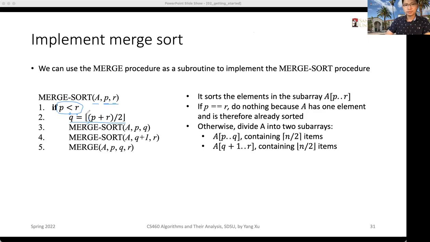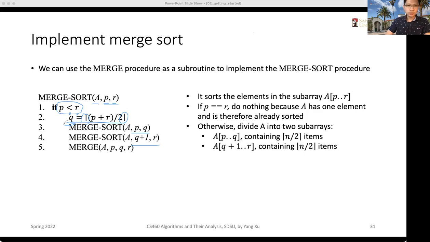These half brackets are for computing the floor of a floating number, right? So Q is the midpoint between P and R. Now we have divided into two sub-arrays: the first from P to Q, and the second half from Q plus 1 to R, all right?